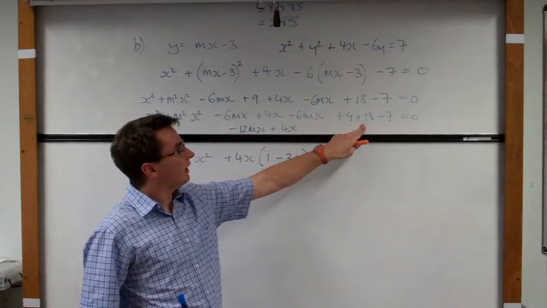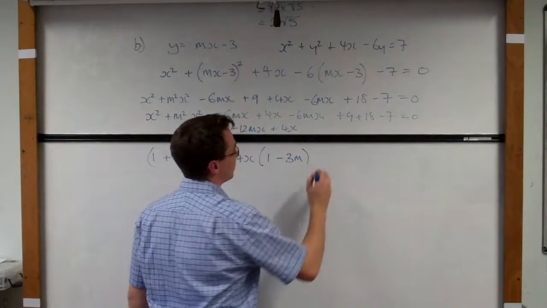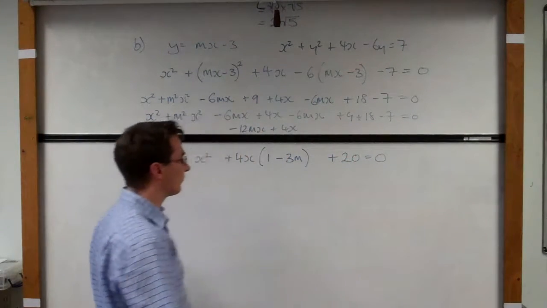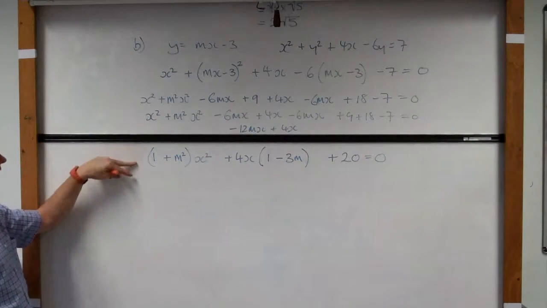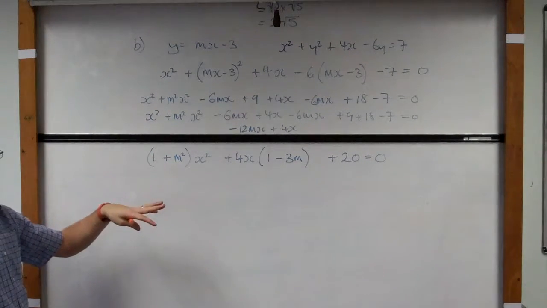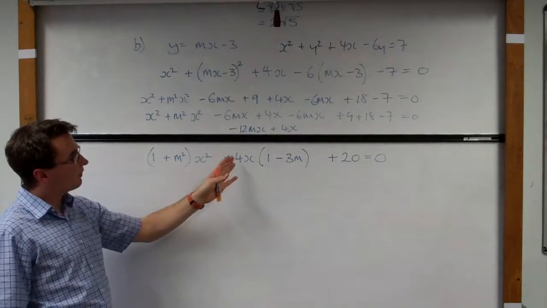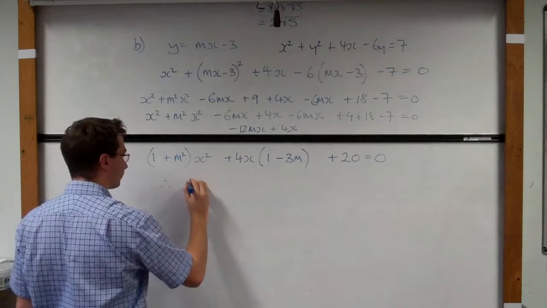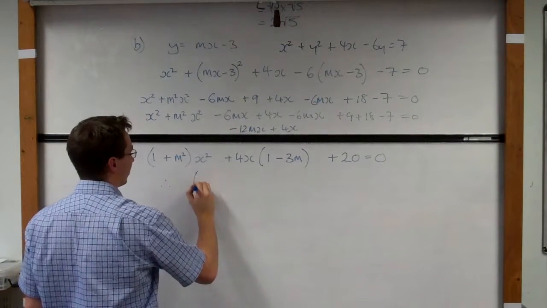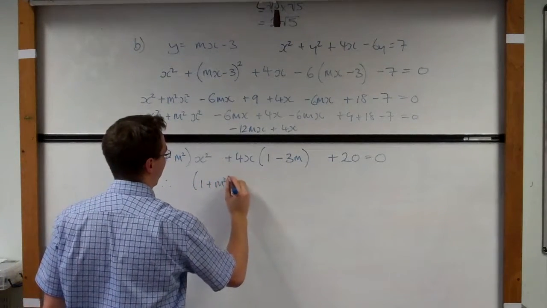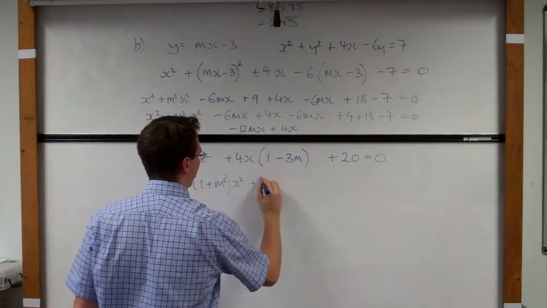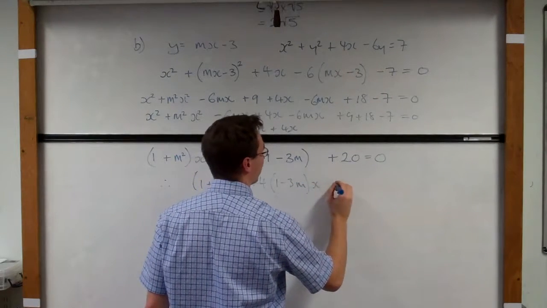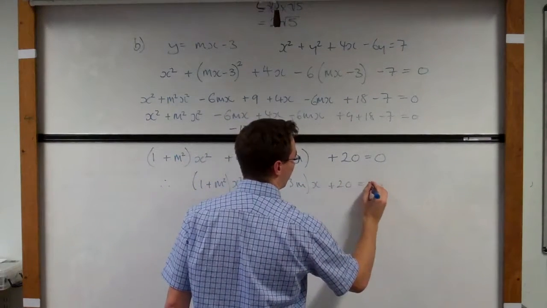I've got 9 and 18, 27, minus 7, plus 20 equals 0. Now, I like to factorise it as I see fit and then look at the example. With them, they've taken the 4 on one side and the x on the other, so I can now just say, therefore, it does go to 1 plus m squared, lots of x squared, plus 4 lots of 1 minus 3m x plus 20 equals 0.